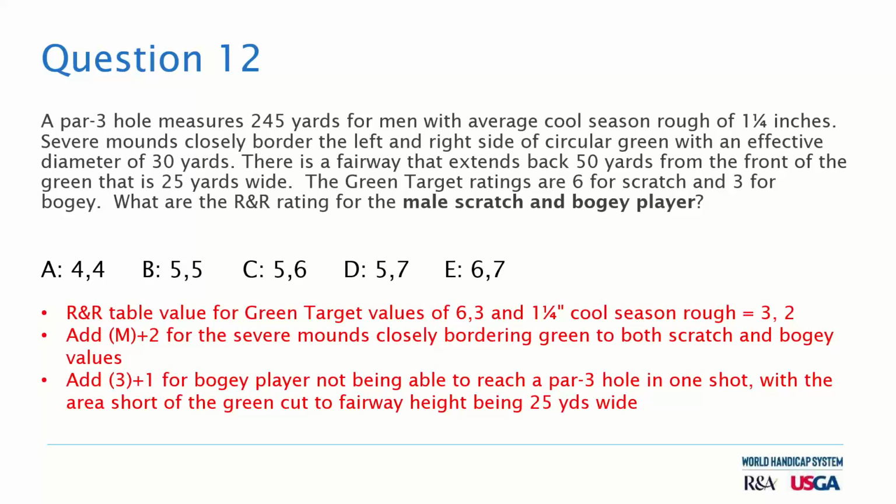So we're going to apply an adjustment. Now, it's a +1 if that area short of the green is at least 20 yards wide and cut to fairway height. And that's the case here. It's 25 yards wide, so it's definitely more than 20. We're going to apply the +1. If it was less than 20, we would actually have a +2 adjustment for this adjustment. But the +1 is all that applies here. So the bogey gets an extra point. So our final ratings then are 5 for scratch and 5 for bogey, which is answer B.